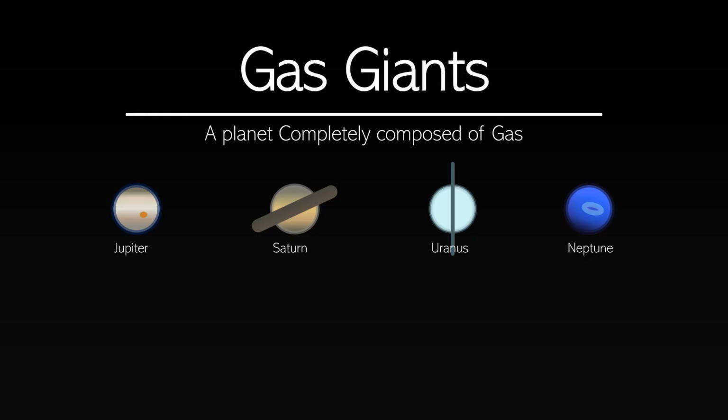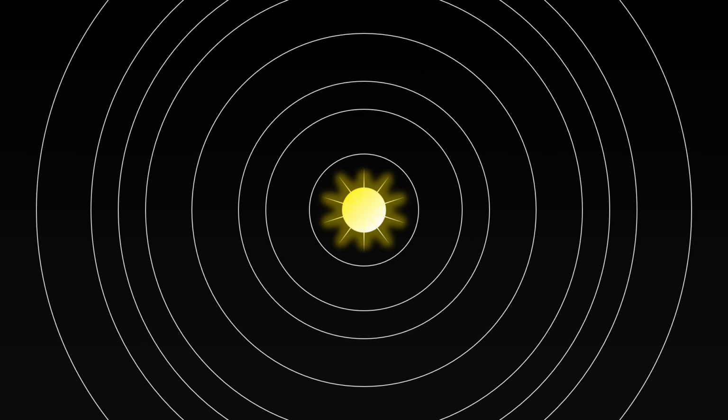These planets are called gas giants, and are entirely composed of gas. You can't stand on them. Most of these planets have many moons, some with more than 80 even. The solar system is a massive place with 8 planets and many other objects orbiting the Sun.